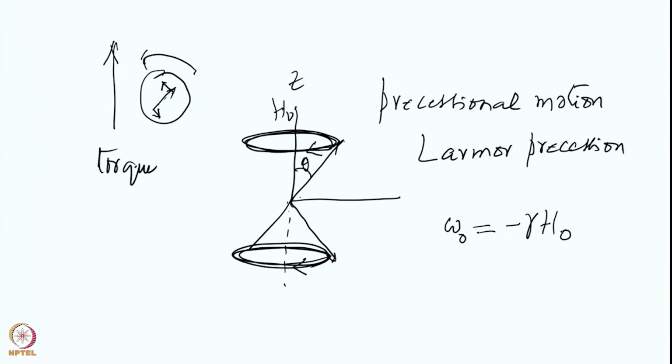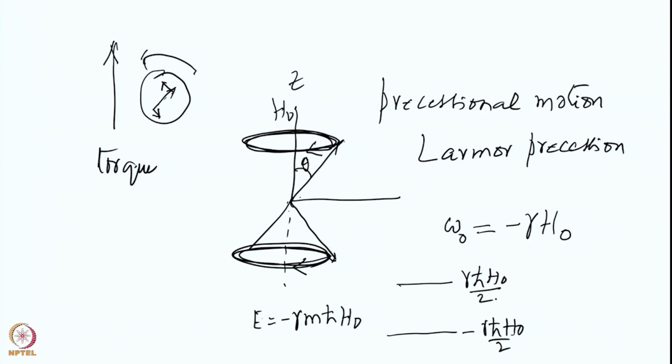So now is there a parallel between this and the energy level diagram we had? The energy level diagram also showed, let me draw that here, the energy level diagram. We had this energy here, E is equal to minus gamma m h cross H naught. So for this one, m is equal to half, minus h cross H naught by 2, and here it is gamma h cross H naught by 2, because m is equal to plus half here and minus half here. And what is the energy difference between these two?